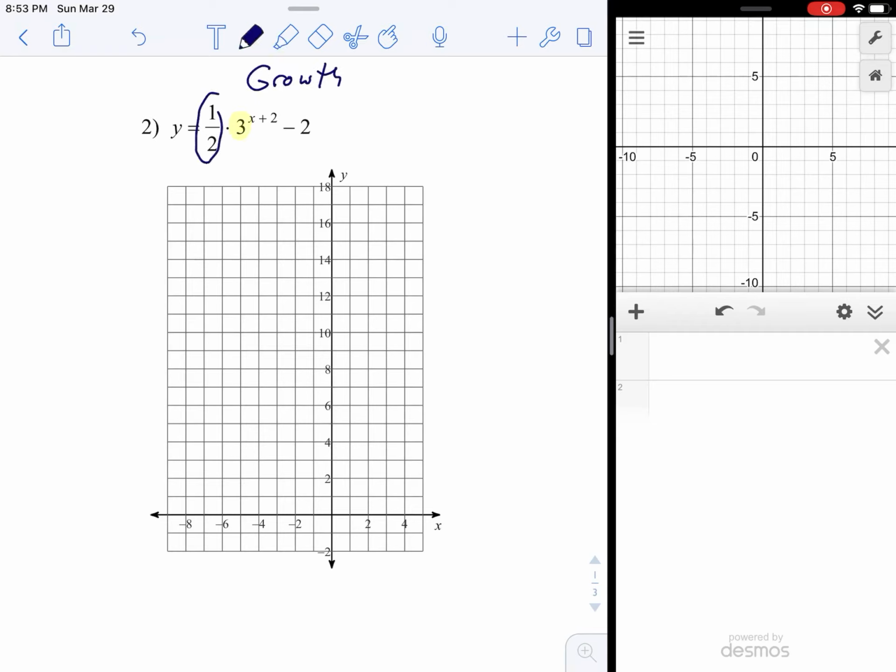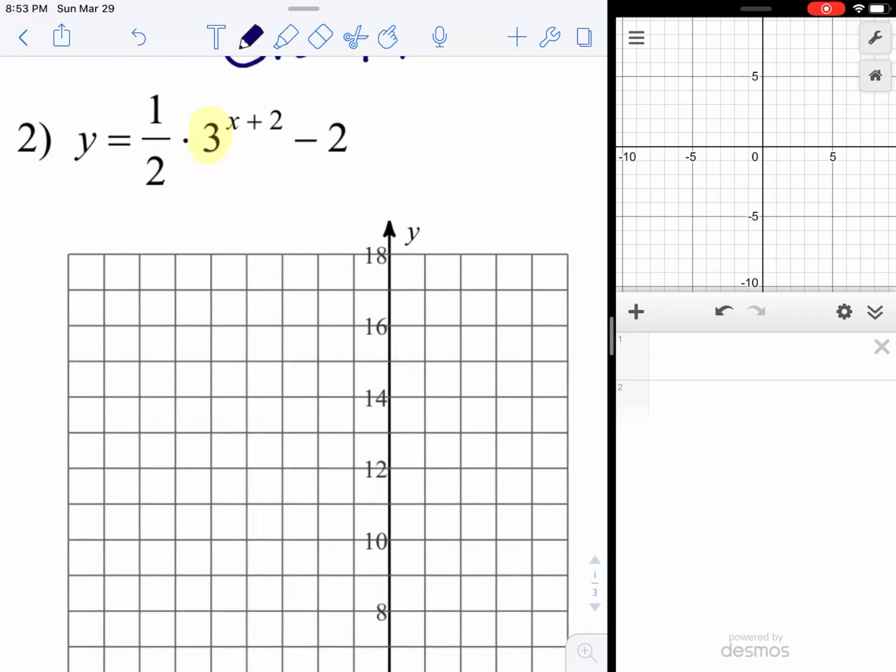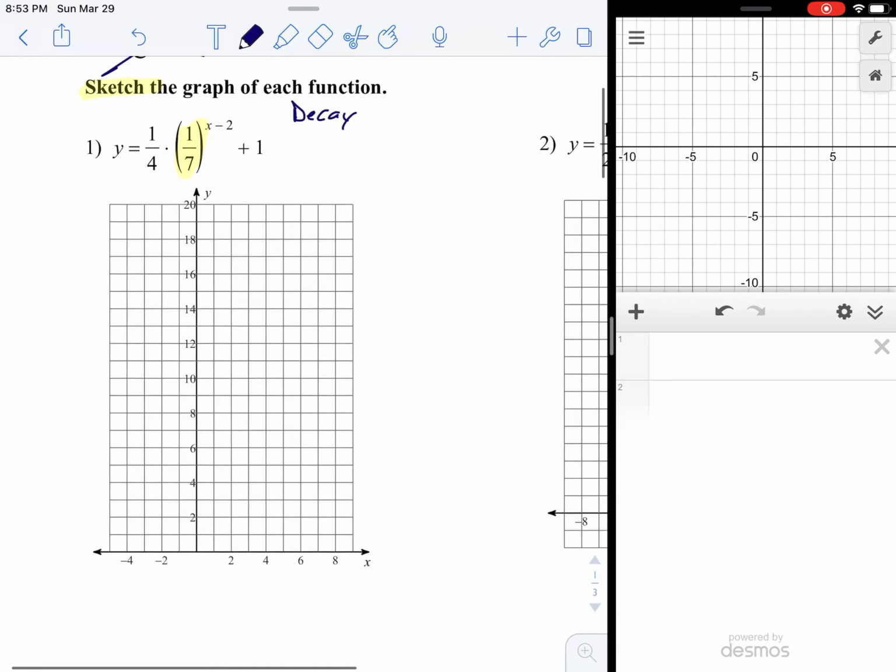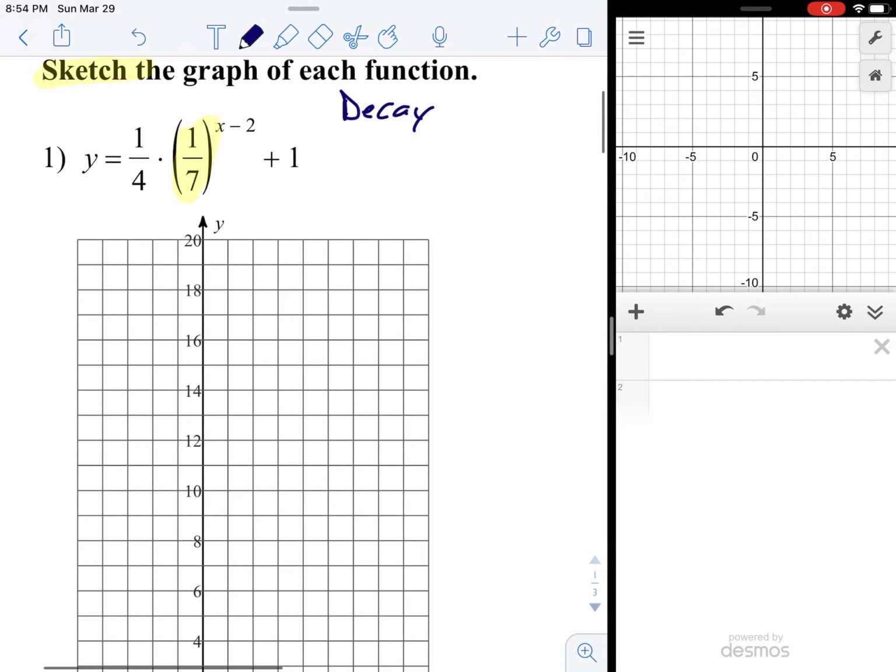Now I know you see this 1/2 right there, and you're saying that's not a whole number, but it's also not the base. It's not the thing that the power is attached to. So you don't need to worry about that. Just the base of the exponent is what matters. So back to this one. A fractional base means it is a decay function.